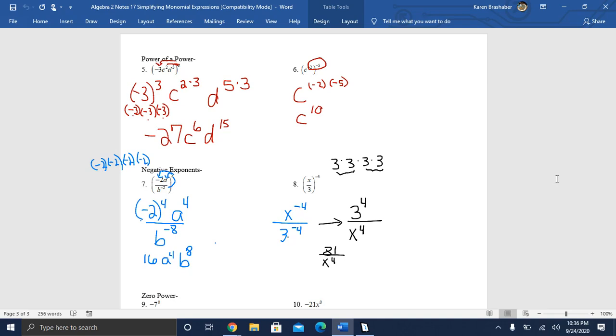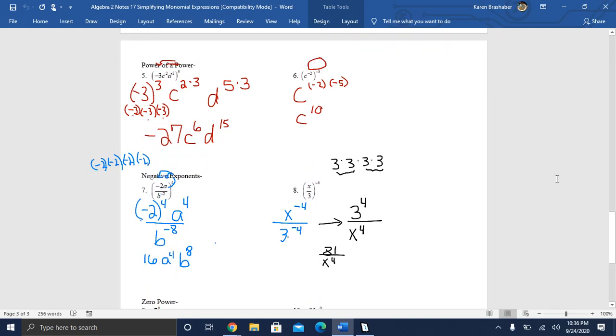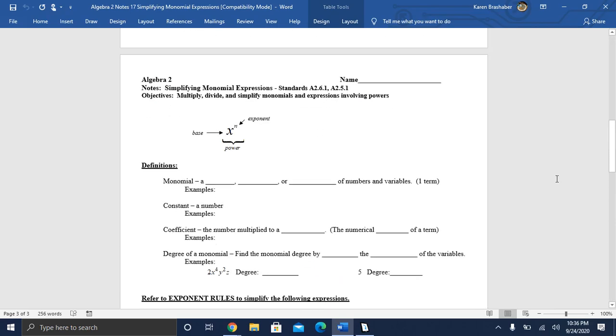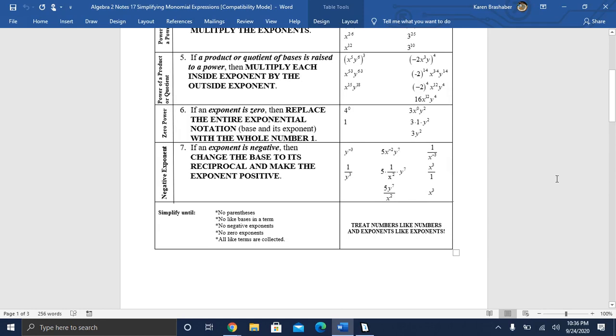Okay, we have one other special kind of exponent, and I will go back to our rule sheet. Number 6, if you have a 0 exponent. So if your exponent is 0, then you replace the entire exponential notation with the number 1. So you can see I've got 4 to the 0 power, just becomes a 1. Now on this one, the x to the 0 is the only thing that has the exponent of 0. The 3 doesn't have it, the y doesn't have it, but notice that the x to the 0 power becomes a 1.